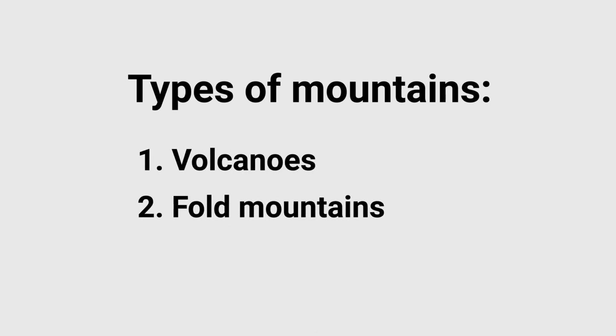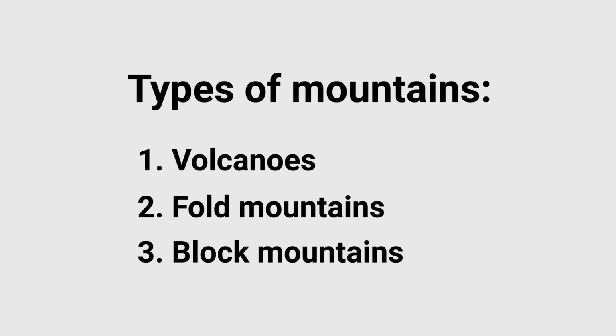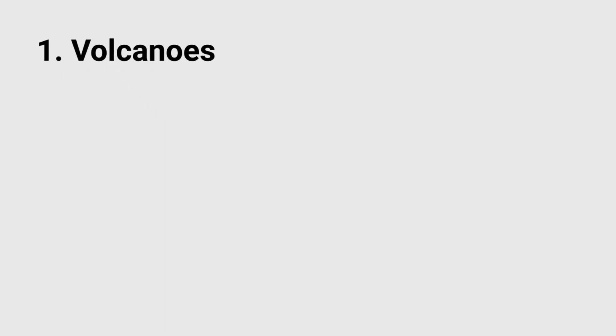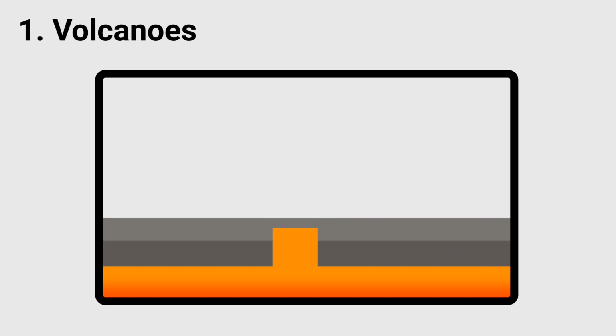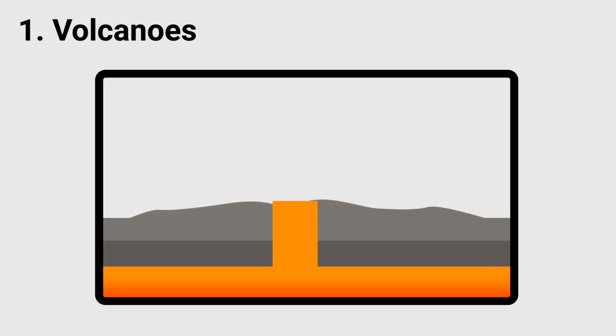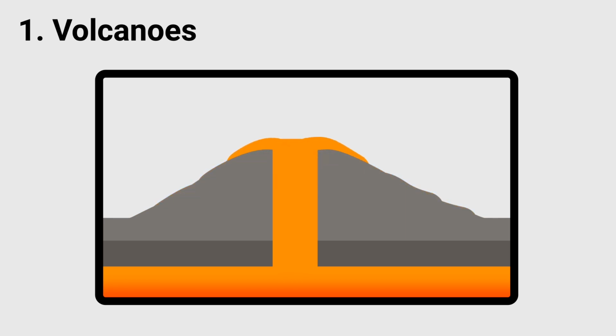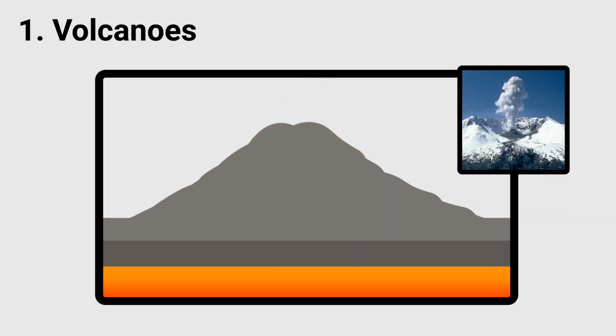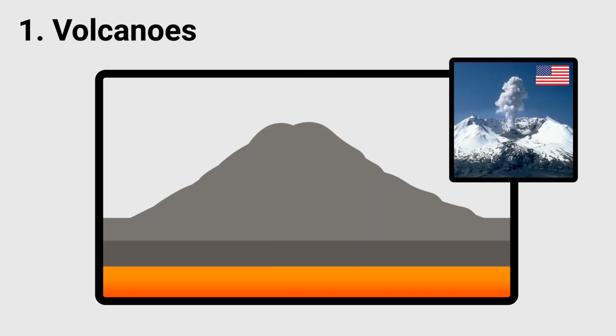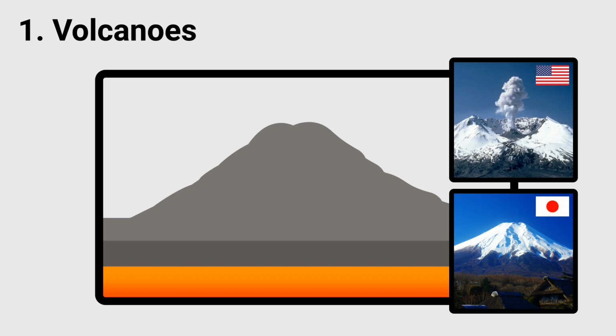There are three types of mountains: volcanoes, fold mountains, and block mountains. All three are formed by the movement of tectonic plates. Volcanic mountains form when hot, molten rock from deep inside the Earth erupts through the Earth's surface. When the rock breaks through the surface, it cools down and piles up to form a mountain. Some examples of volcanic mountains are Mount St. Helens in Washington State and Mount Fuji in Japan.